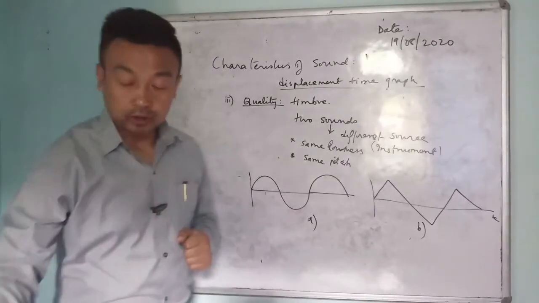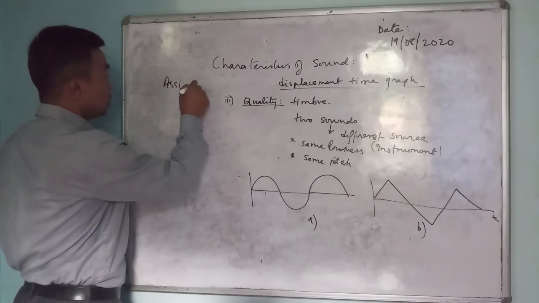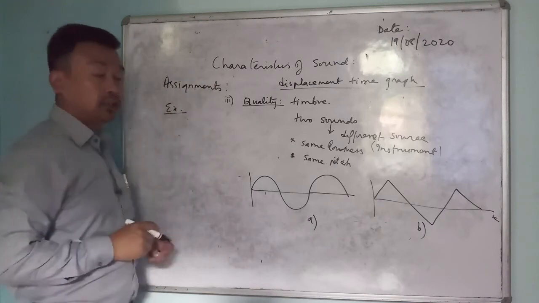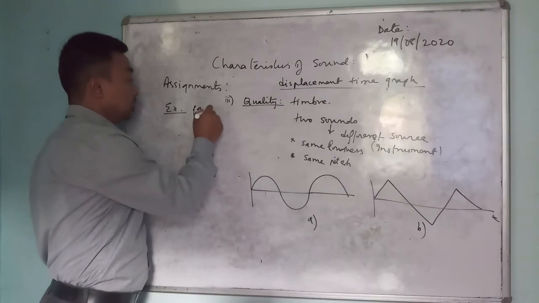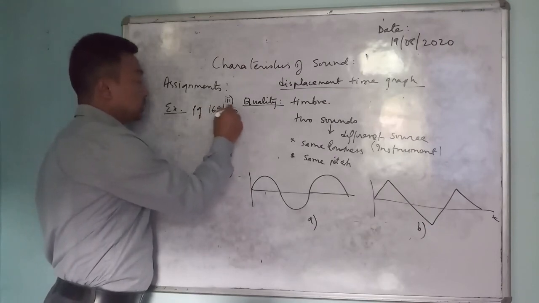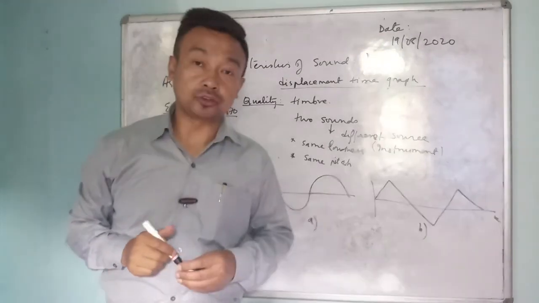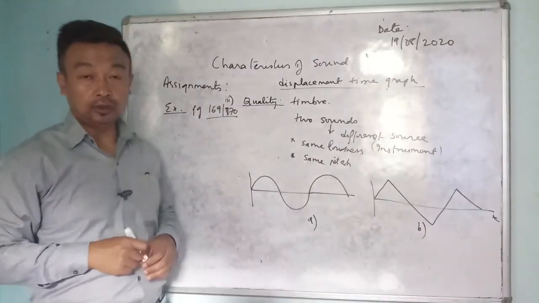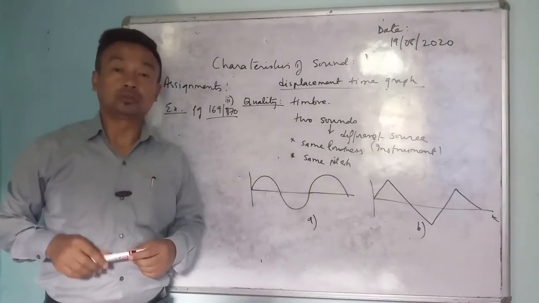Now, your assignment which you have to do: the exercises in the textbook, on page number 169 and page number 170. There are around 20 exercises. You need to do all of them in your exercise copy, and you have to submit it to me within 2 to 3 days. Thank you very much.